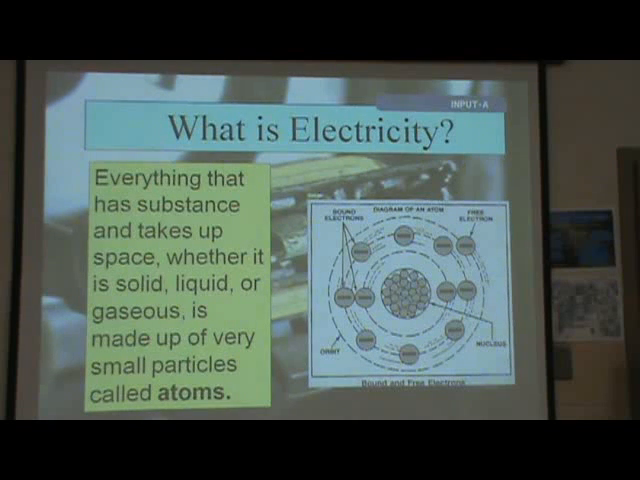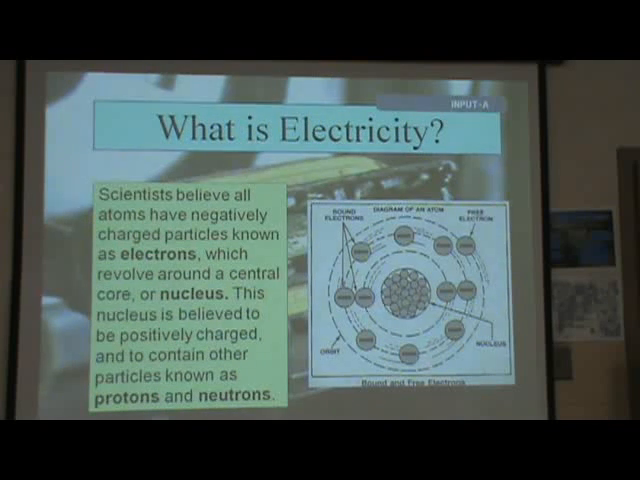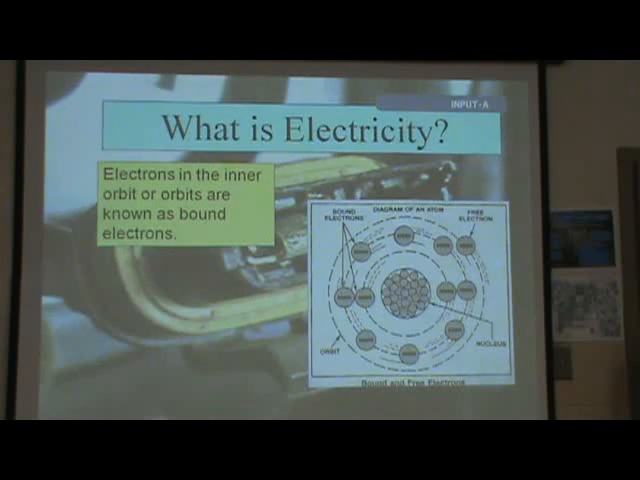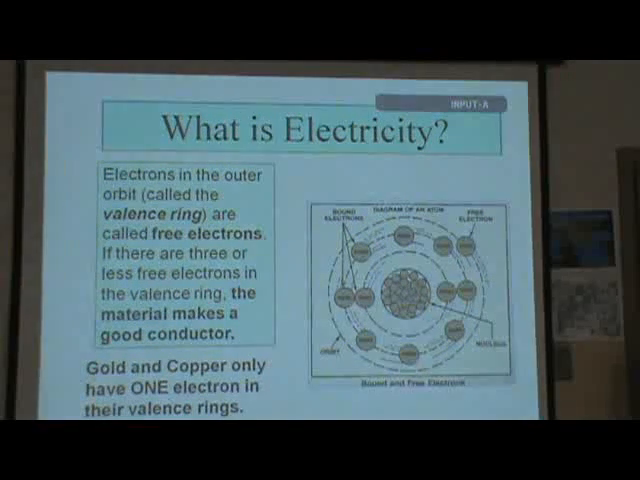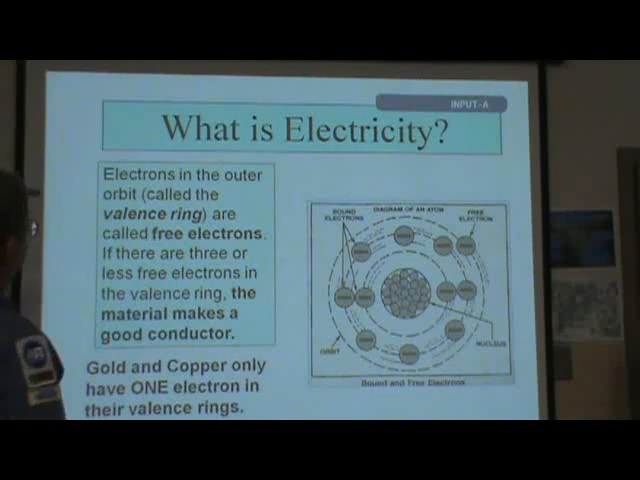Okay, so you've got your atoms here, and the electrons are a negative charge, and the nucleus of the atom has protons. You learned about this in school? Anybody familiar with this? You know about atoms and protons and neutrons? Negatively charged particles called electrons around the core, and they're whirling around it really fast. Electrons in the inner orbit or orbits are known as bound electrons. The bound electrons don't move, but the only ones that move are on the outside, right? The ones in the outer ring are called the free electrons, the valence ring.